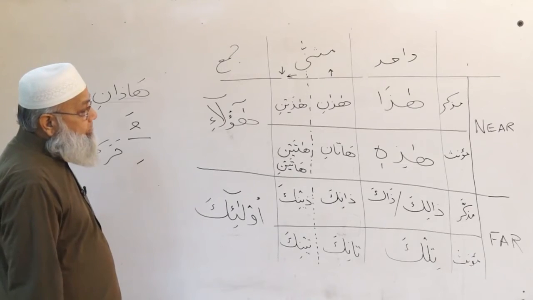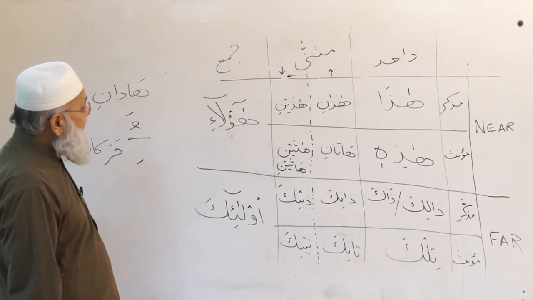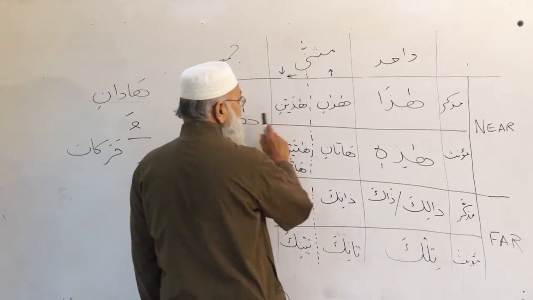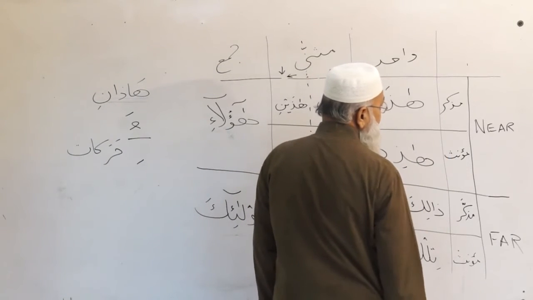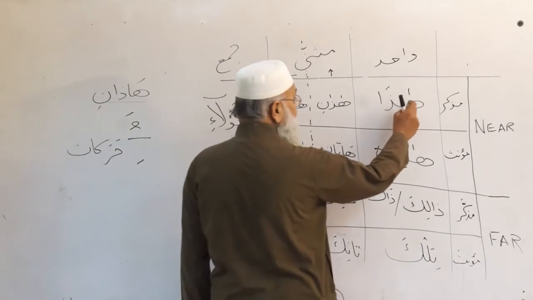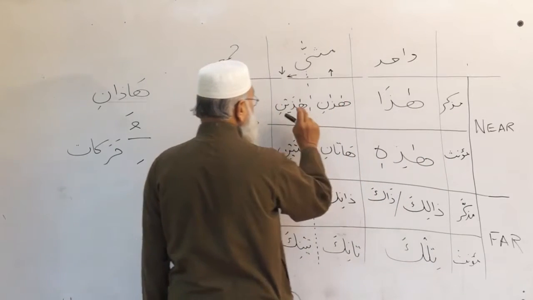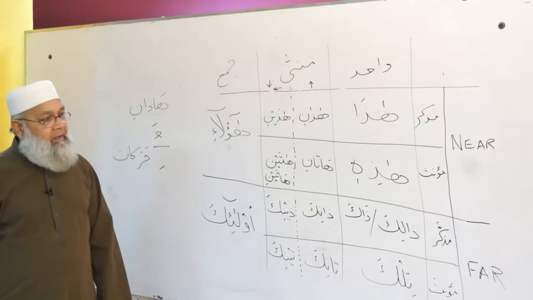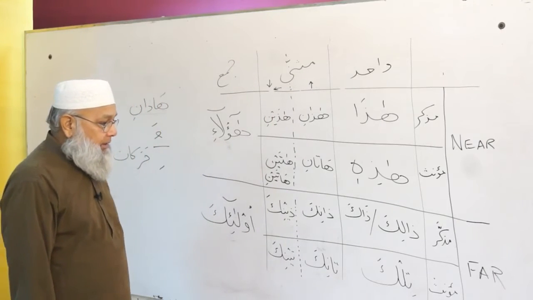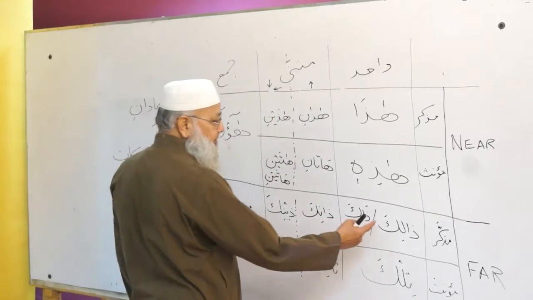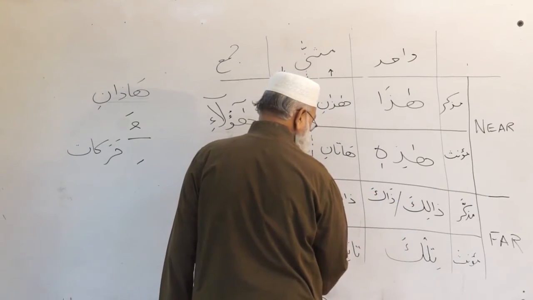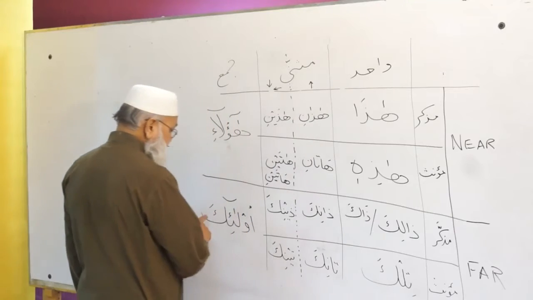Now, just for the sake of understanding and to make it easy to remember, all the demonstrative nouns, asmaul ishara, which point to something close, start with ha. Look, ha, ha, ha, ha. And all which point to the farther one at a distance have kaf at the end. Ka, ka, ka, ka.